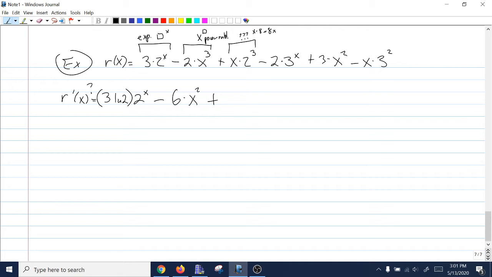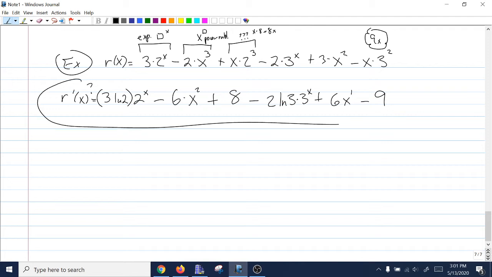That's just a constant multiple of x. The derivative of a constant multiple of x is that constant. That's not bad. Minus. This one's exponential again. Derivative of 3 to the x poops out a natural log 3. This one's the power rule. 2 falls down. 6x to the 1. This one is 9x. Derivative of 9x is just 9. There's the derivative.